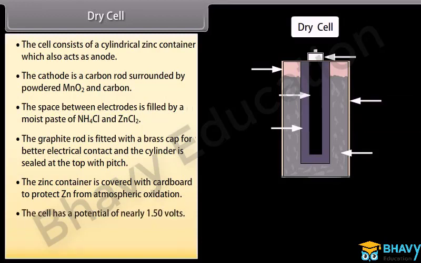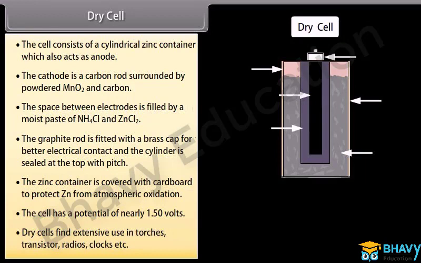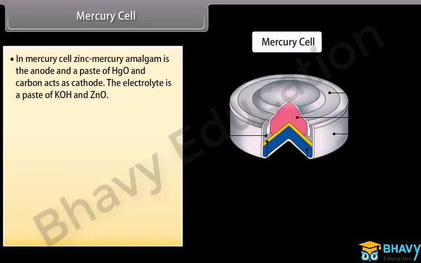The cell has a potential of nearly 1.50 volts. Dry cells find extensive use in torches, transistors, radios, clocks, etc. Mercury cell. In the mercury cell, zinc-mercury amalgam is the anode and a paste of HgO and carbon acts as cathode. The electrolyte is a paste of KOH and ZnO.